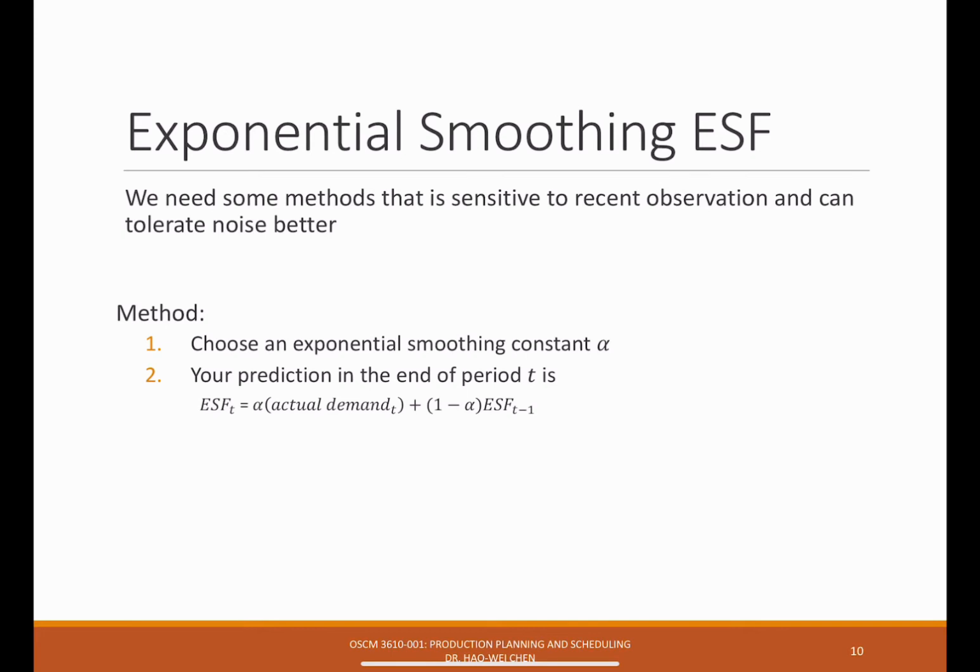So the first thing you want to do is to choose the parameter called the exponential smoothing constant alpha, and your prediction at the end of period t will be alpha times your actual demand for period t plus 1 minus alpha times your exponential smoothing from the previous period. Okay?